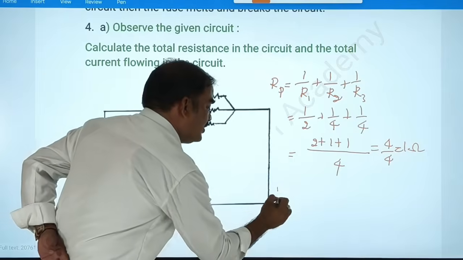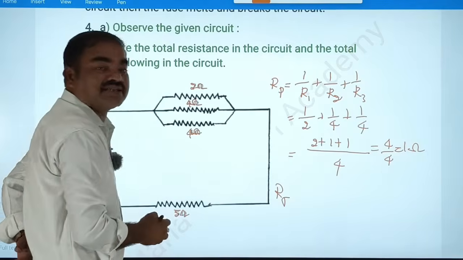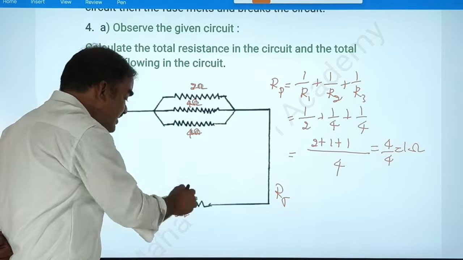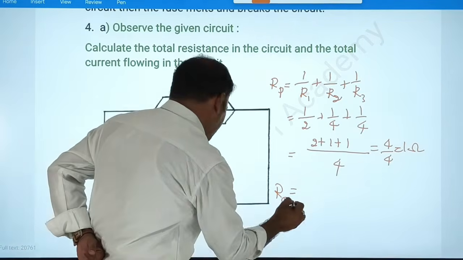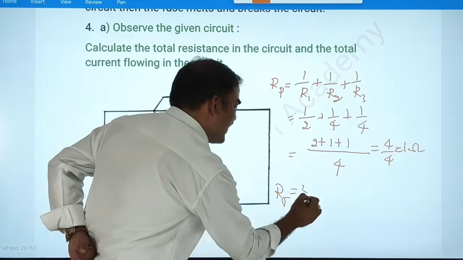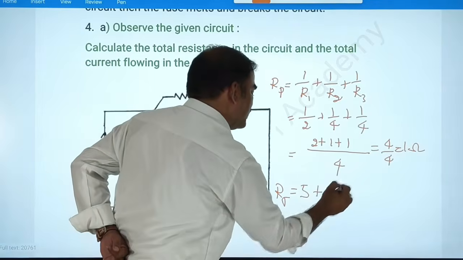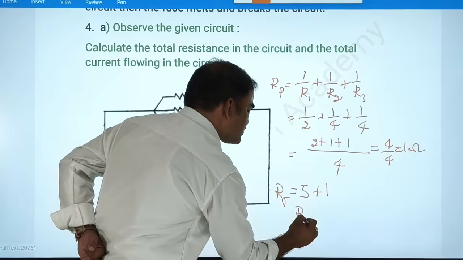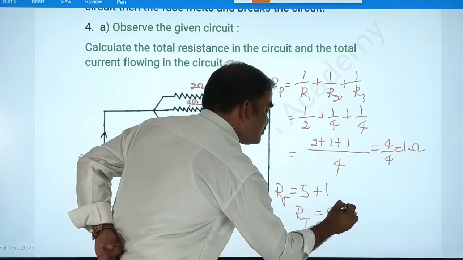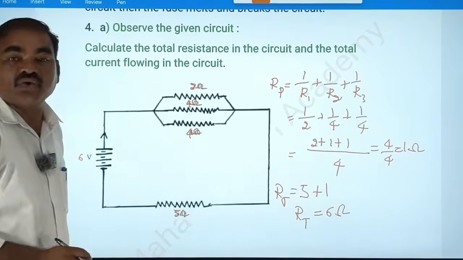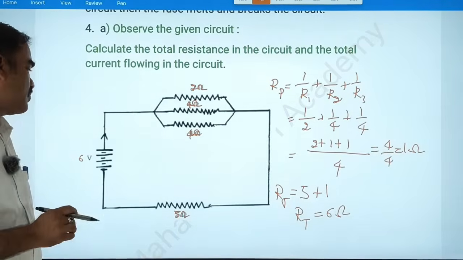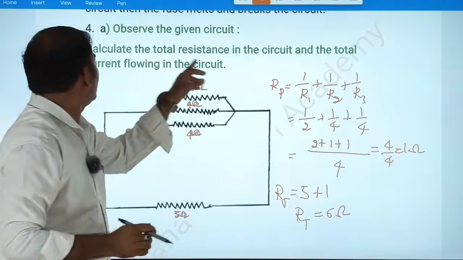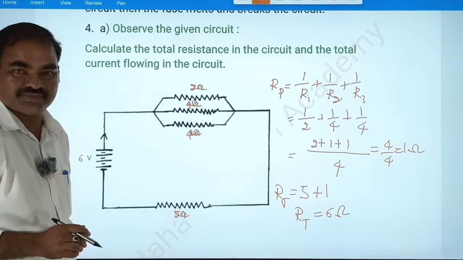Now the resistance in parallel is 1 ohm. Now the total resistance, which we call the equivalent resistance. Total resistance in series: this one is 5 and one more we have, 1. So the total resistance will become 6 ohms. The total resistance is 6 ohms.